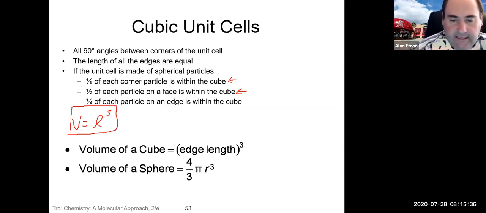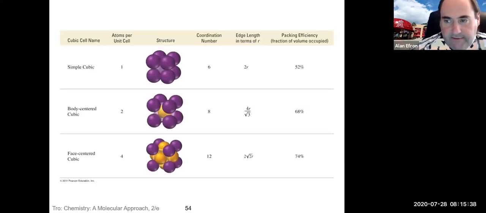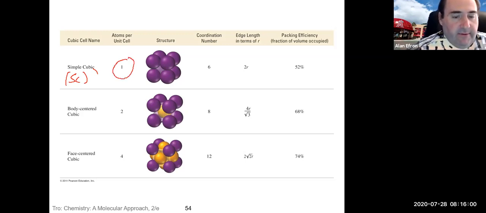And let's take a look at some of these different ones. We'll look at each of them individually as we go through. These are the three unit cells that we'll come across the most here. We have the simple cubic, which is sometimes just SC. The important part here is it has one atom per unit cell. That's a really important number to know. And it has an edge length of 2r, 2 times the radius. So those are the two important things for a simple cubic cell.